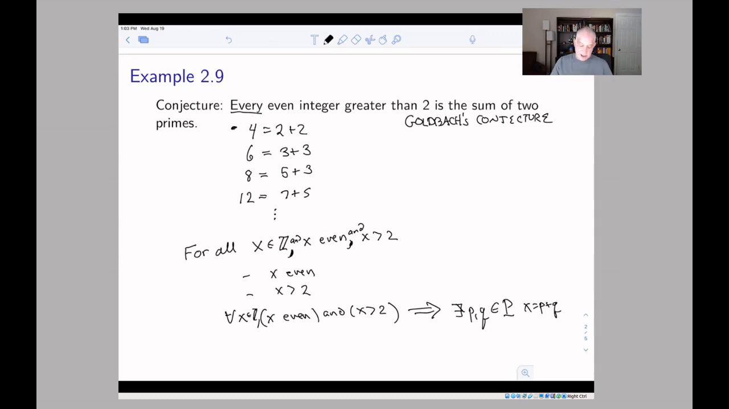And we could, if we were being careful here, we should really write this as there exists p and there exists q. Let me fix it up. There exists p in P. That's the first prime number. And there exists q in P. That's the second prime number, where x equals p plus q. So here P is the set of prime numbers.